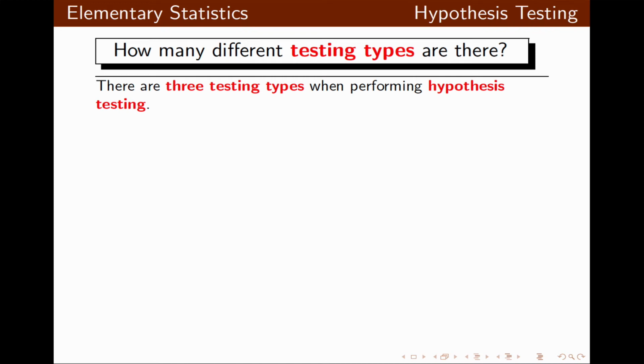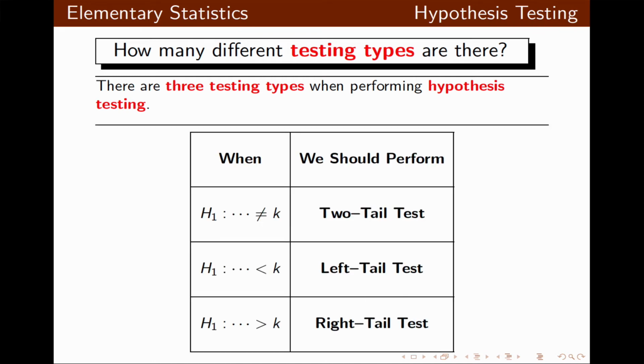What are the testing types? There are 3 testing types when performing hypothesis testing: the two-tailed test, the left-tailed test, and the right-tailed test. The two-tailed test is when the alternative hypothesis is not equal to. The left-tailed test is when the alternative hypothesis is strictly less than. In other words, the arrow is pointing to the left. And the right-tailed test is when the alternative hypothesis is pointing to the right.